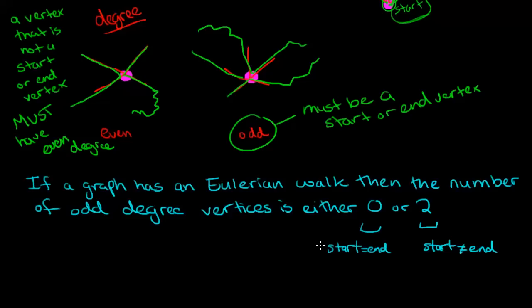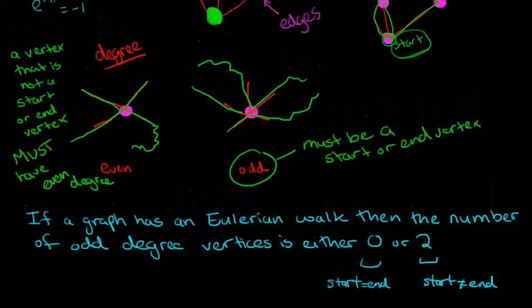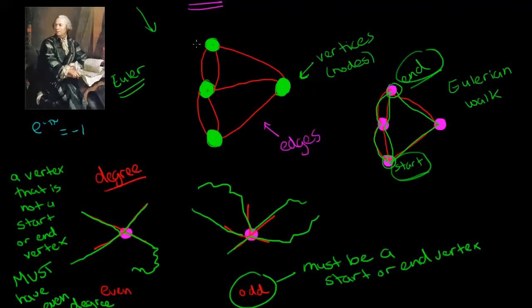Okay, so now we know that if we hope to get an Eulerian walk, we're going to have either 0 or 2 vertices which have odd degree. Knowing this, let's go back up and take a look at the degrees of the graph that represents the bridges of Konigsberg. Here is the graph, and let's take a look at the degrees. Remember, the degree is just the number of edges that are touching a vertex. So here we have 1, 2, 3. Here we also have 3. Here we also have 3. And here we have 5.